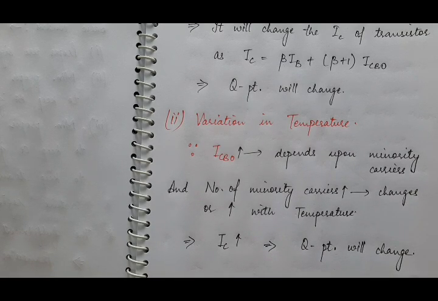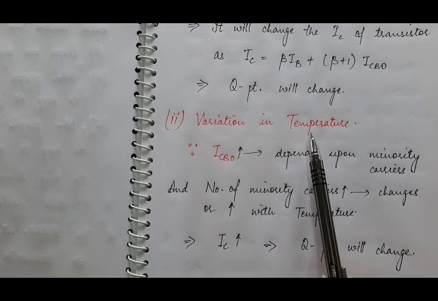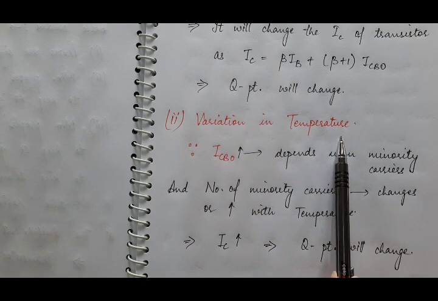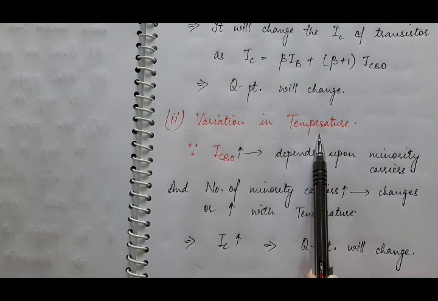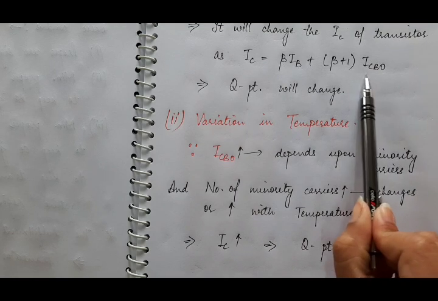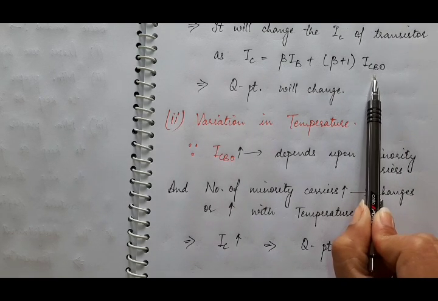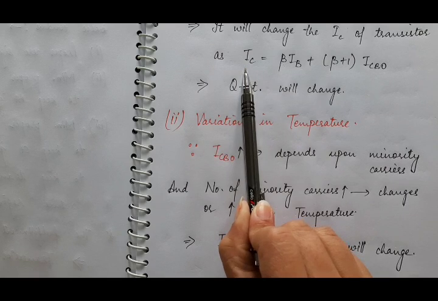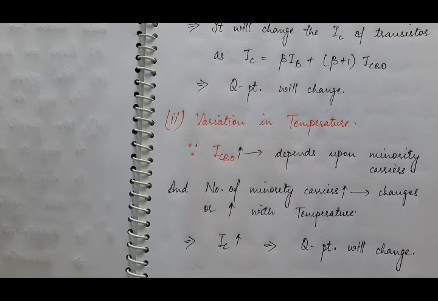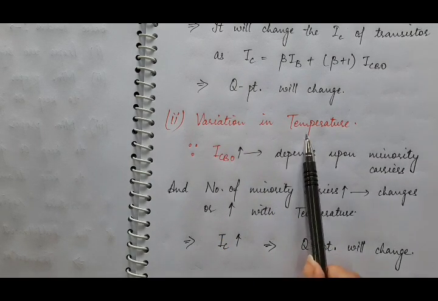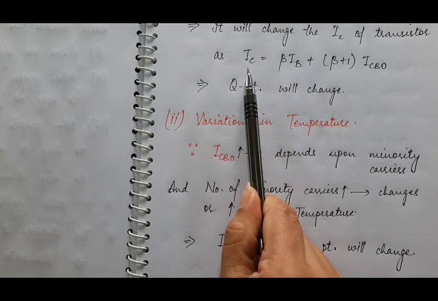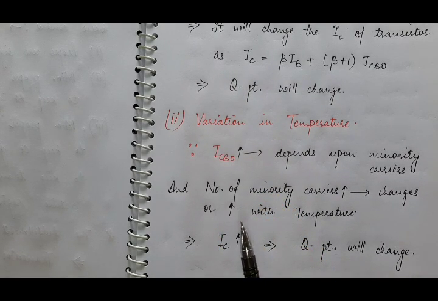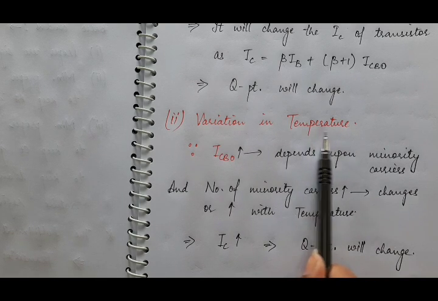But sometimes it also leads to thermal runaway of the transistor. And what is that condition? Suppose temperature increases. Because of that increase in temperature, the number of minority carriers in the output circuit will increase, which will increase this leakage current. And this leakage current will increase the collector current. And because of the large increase in collector current, it will further heat up the transistor, meaning it will further raise the temperature of the transistor.